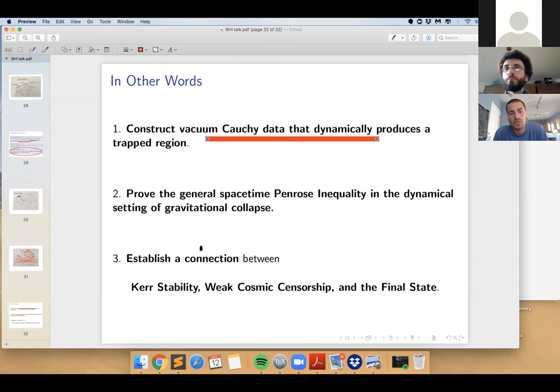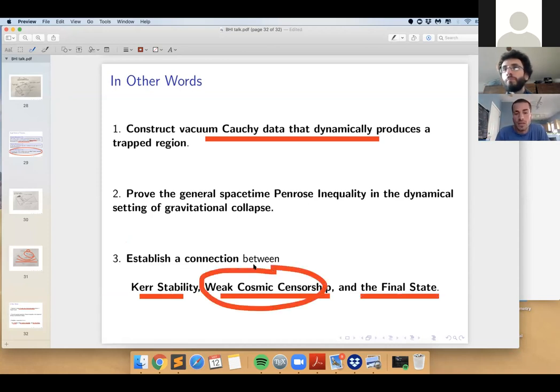And in the process of doing so, we found a connection between Kerr stability, weak cosmic censorship, and final state. And the connection is this: if Kerr stability holds, then you take our data and you add it with Kerr stability, then you will get an example, a vacuum example, non-spherically symmetric, of weak cosmic censorship and the final state, both things that were not known outside of spherical symmetry.